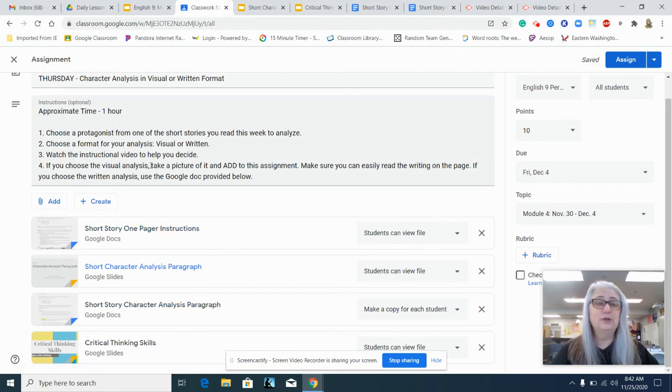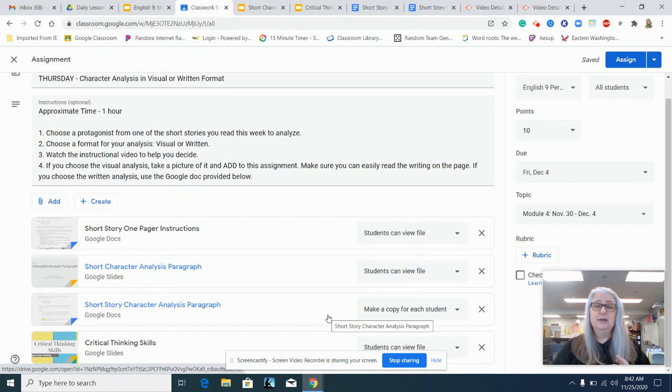If you decide to do the visual analysis, take a picture of it and add it to this assignment. Again, make sure it's easily readable so that I can see your quotes, so I can read the doodled words and everything that you put on there. If you decide to do the written analysis, you would just use this Google Doc right here. Okay. So the written, it's already in there. You just type it in. If you're doing the visual, you're going to have to take a picture of it and upload the picture.